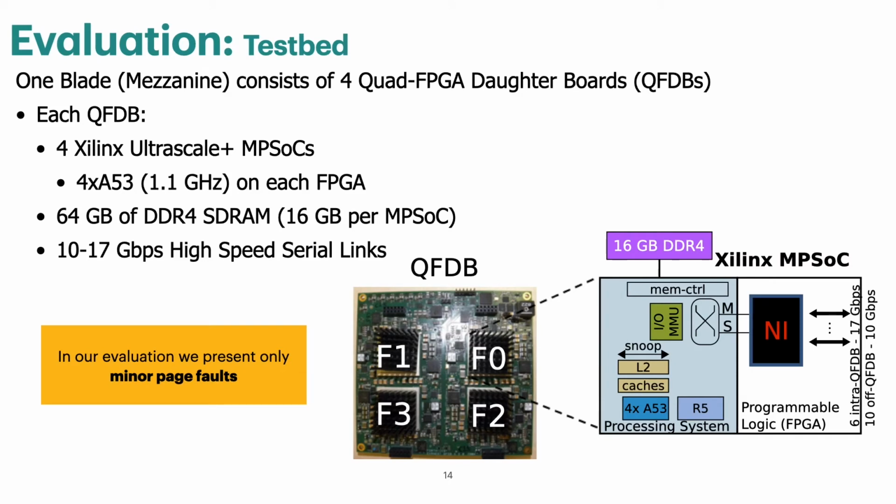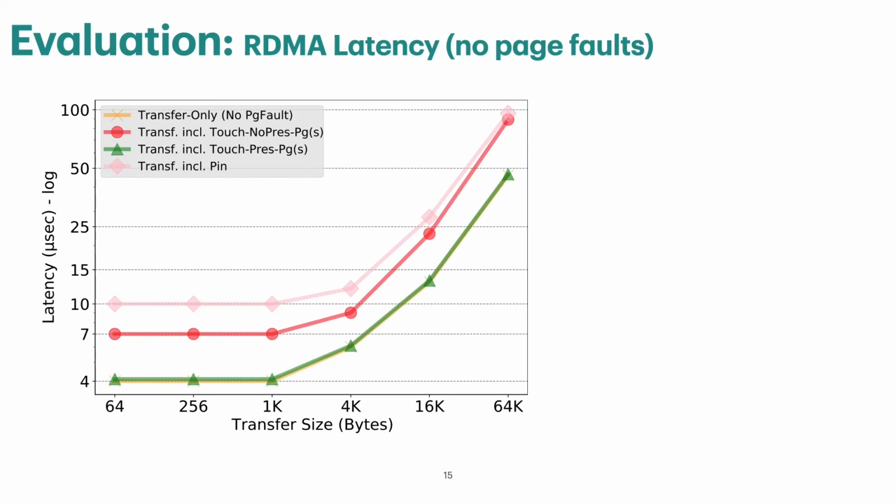We should also note that in the evaluation, we present only minor page faults. In this figure, we see the RDMA latency where no page fault is exhibited during the RDMA transfer. First, we see the transfer only, where we have no page fault. It is this line, the yellow one. Then we see the transfer including the overhead of touching pages that are not present in memory. This means that these pages will exhibit minor MMU page faults. The third line depicts the transfer including the overhead of touching the pages that are already present in memory.